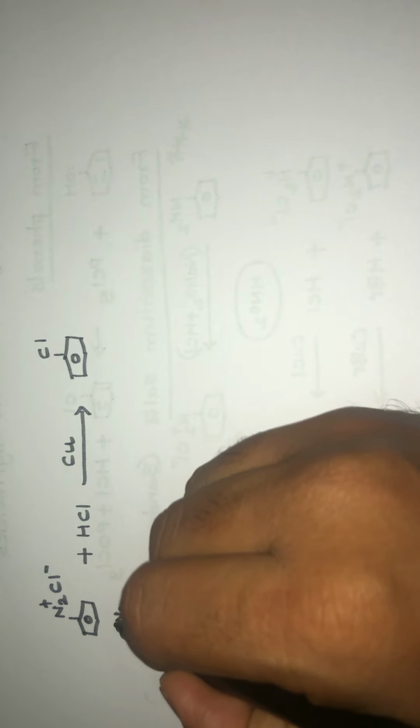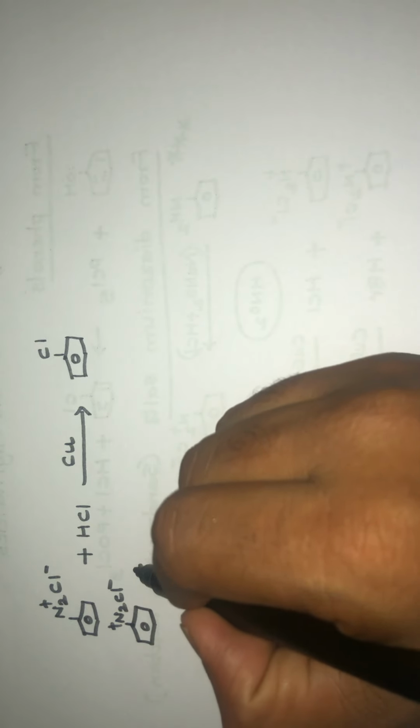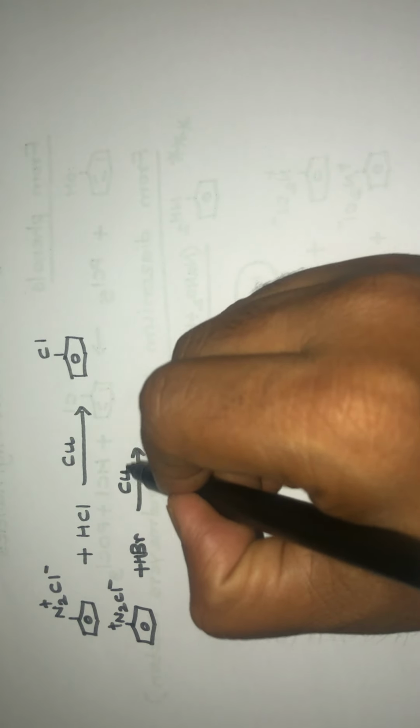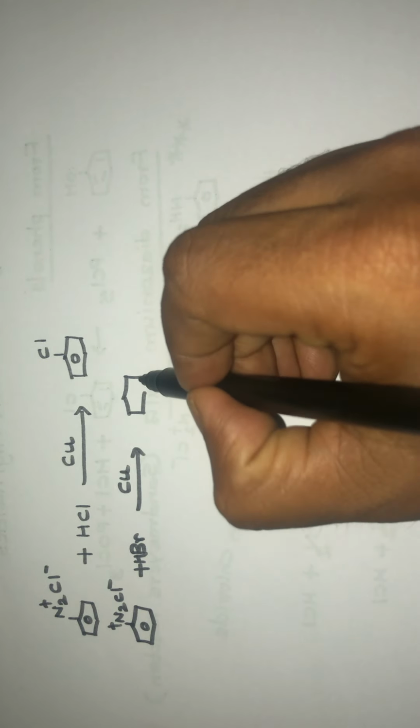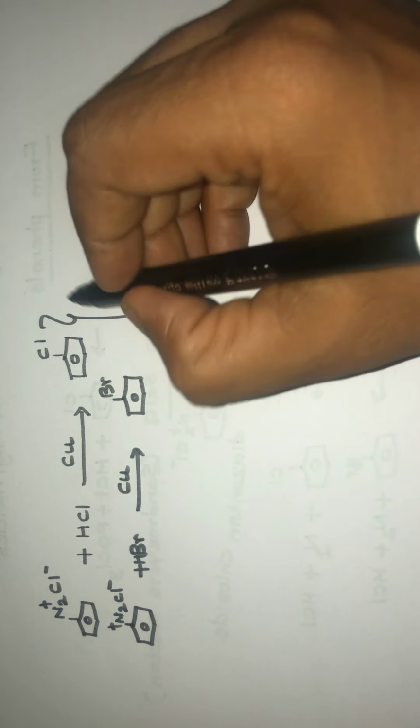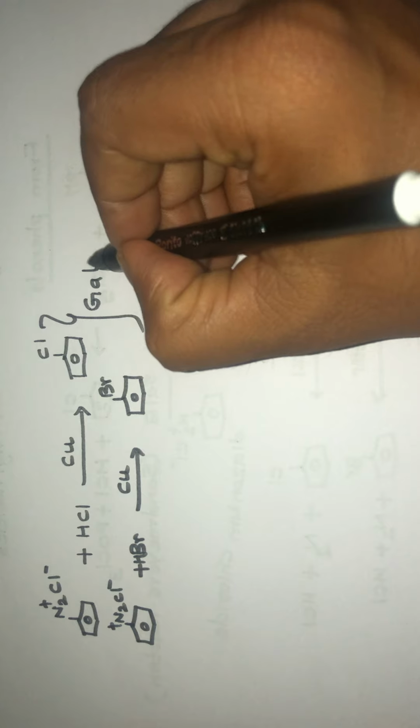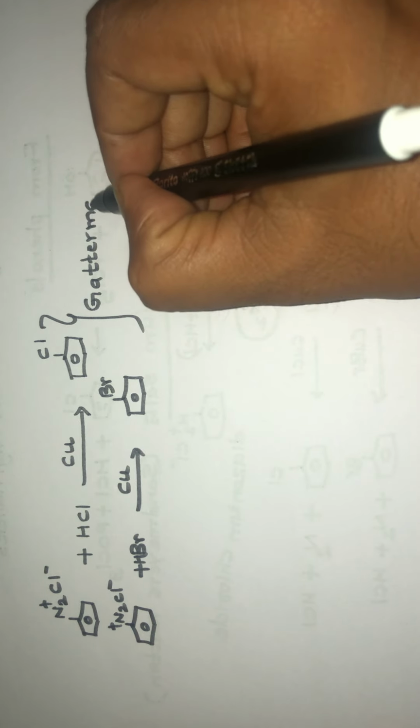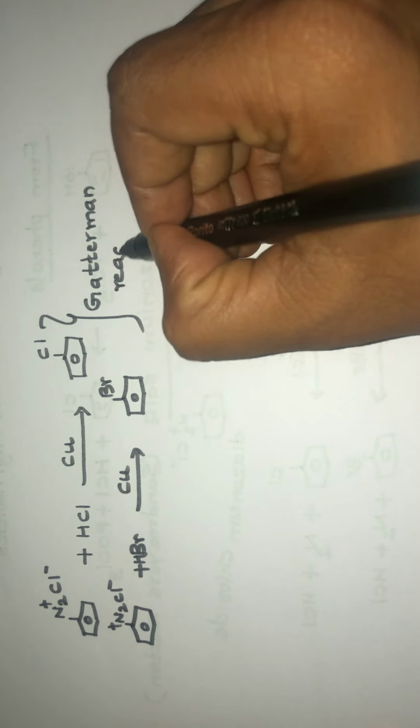If this diazonium salt, that is N2+ Cl-, is treated with HBr in presence of copper, instead of cuprous bromide, you get bromobenzene. This reaction is called the Gattermann reaction. This is the modified version of the Sandmeyer's reaction.